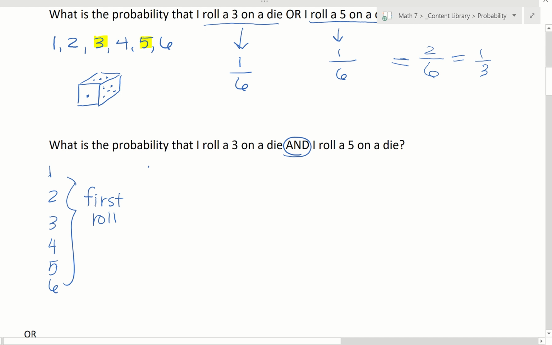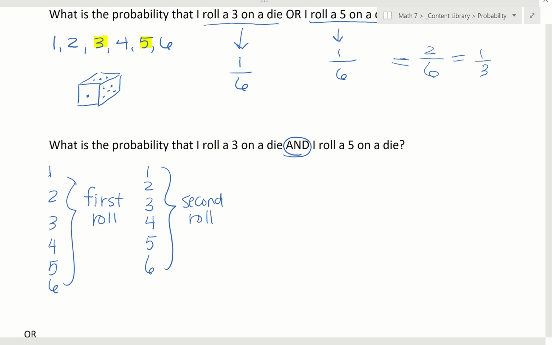And then I could also roll a 1, a 2, a 3, a 4, a 5, or a 6 on my second roll. Now it doesn't tell me I'm rolling a second time, but I have to assume I'm rolling a second time because I can't roll a 3 and a 5 at the same time. They have to be 2 separate rolls. So now that's going to change my sample space. I have to write out all the combinations.